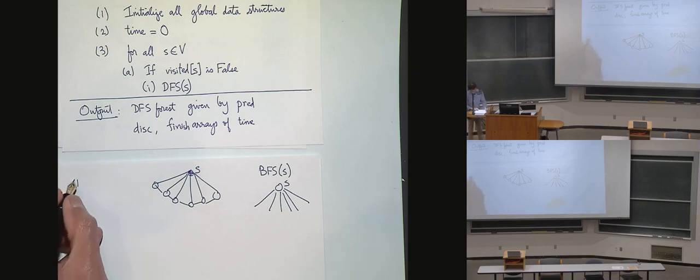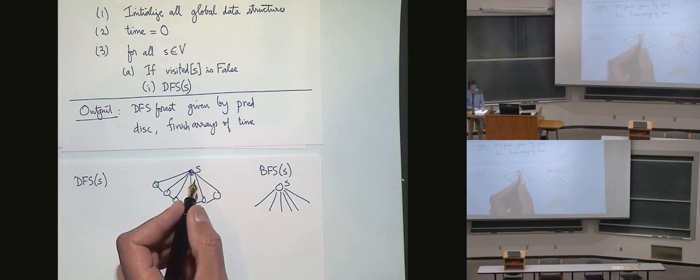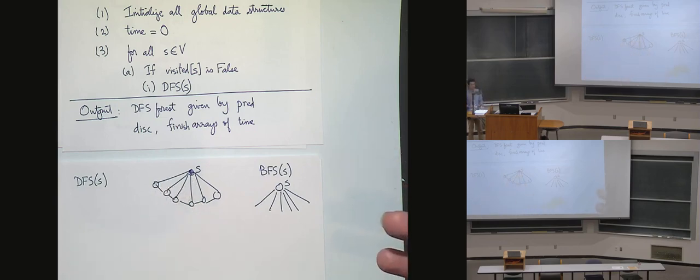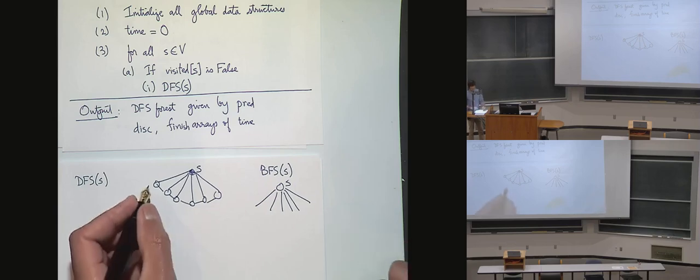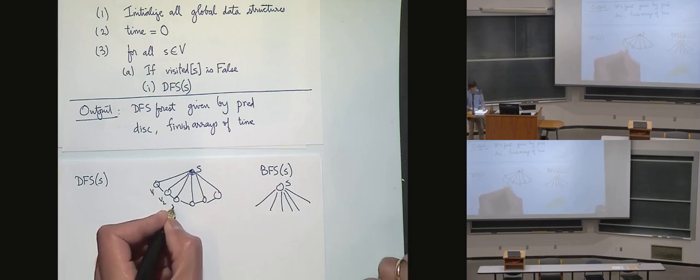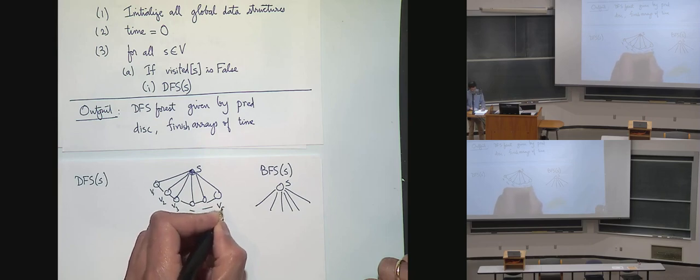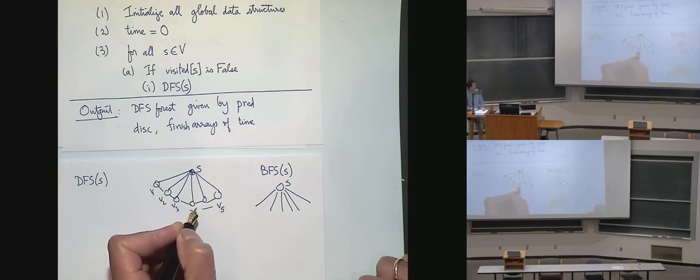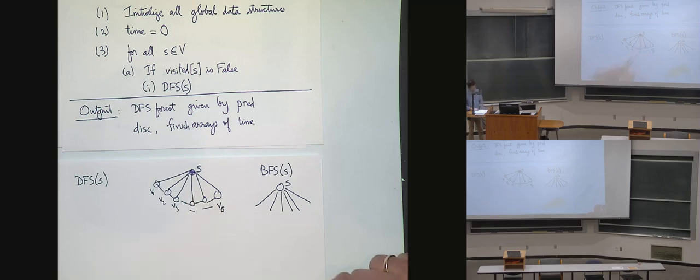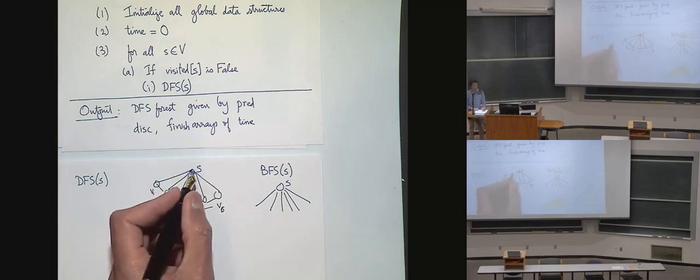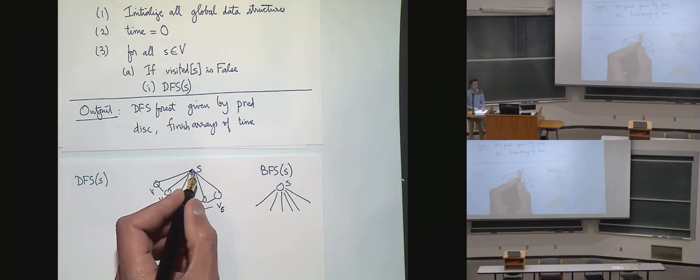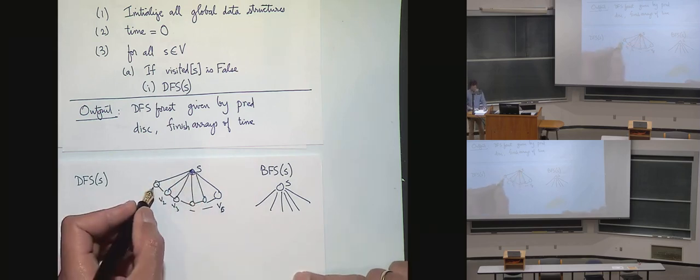But in DFS, it depends on what the labels are going to look like. But suppose the labels were like V1, V2, and in the adjacency list, no, that should be 6. Okay. It could be the case that S's first neighbor in the adjacency list was V1.